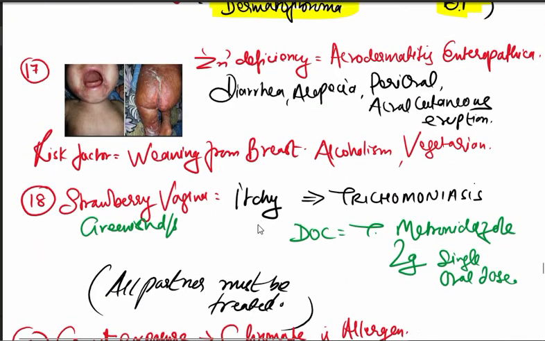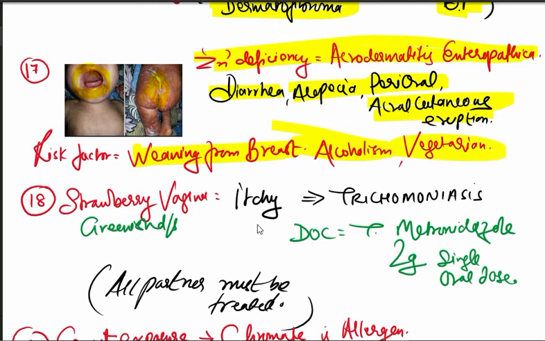Okay, here is the child with perioral skin eruption, seen also around the genital area. This is usually post weaning from breast milk. In children, this is zinc deficiency, acrodermatitis enteropathica. The condition is associated with diarrhea, alopecia, and perioral acral cutaneous eruption. In adults, this can be seen in alcoholism and vegetarians.